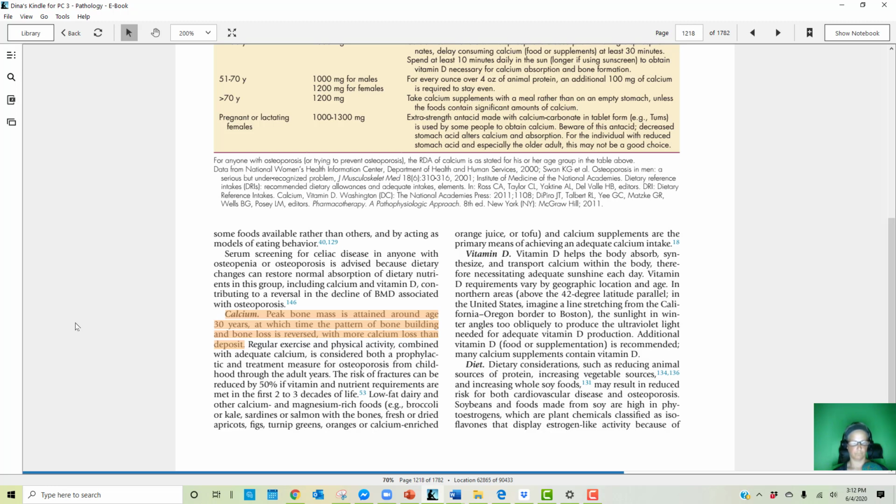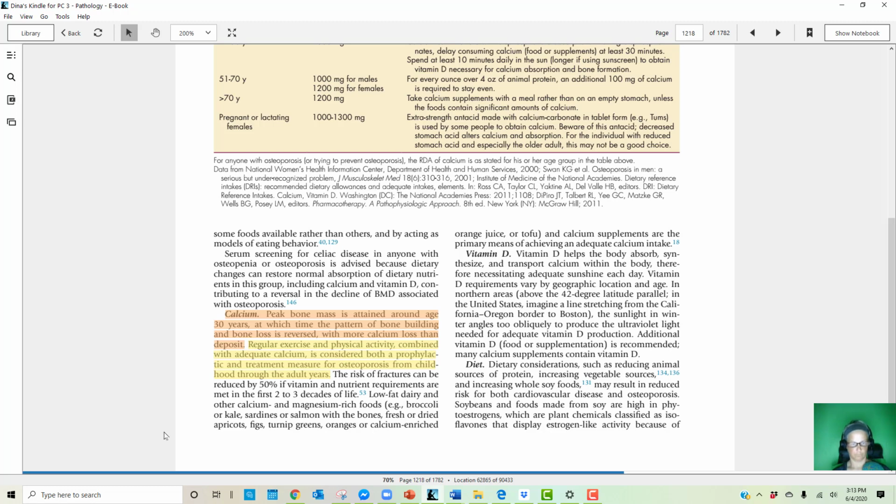Calcium. Peak bone mass is attained around age 30 years, at which time the pattern of bone building and bone loss is reversed, with more calcium loss than deposit. Regular exercise and physical activity, combined with adequate calcium, is considered both a prophylactic and treatment measure for osteoporosis from childhood through the adult years. The risk of fractures can be reduced by 50% if vitamin and nutrient requirements are met in the first 2 to 3 decades of life.